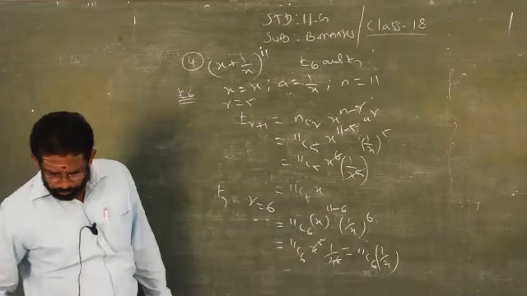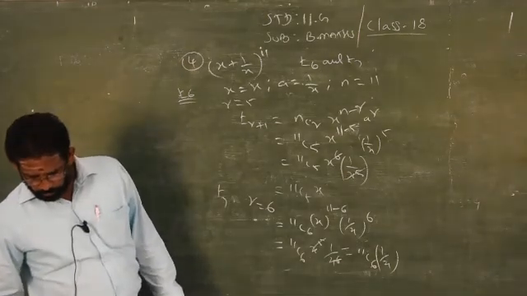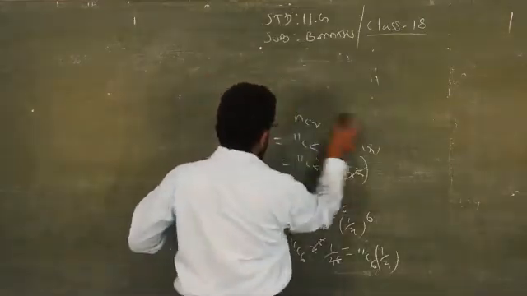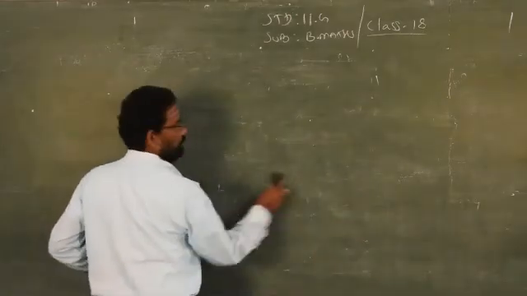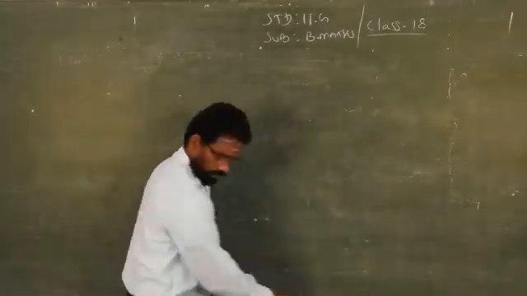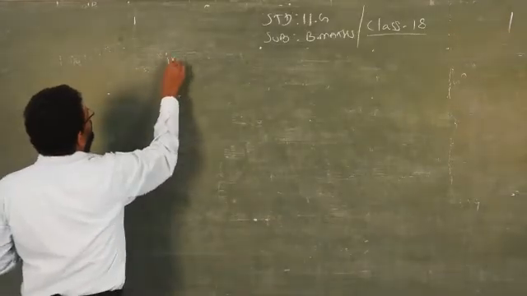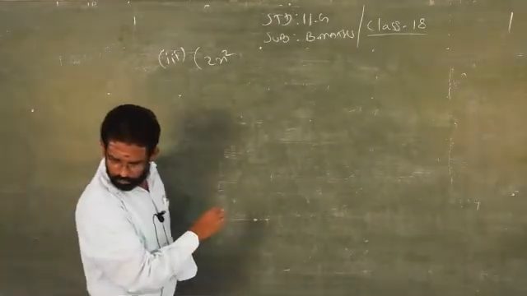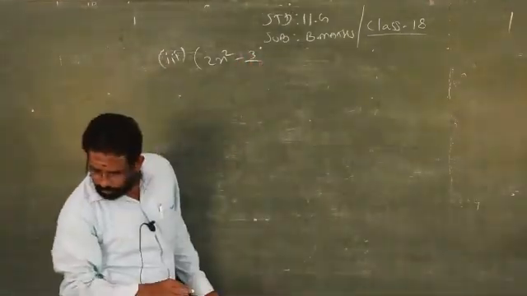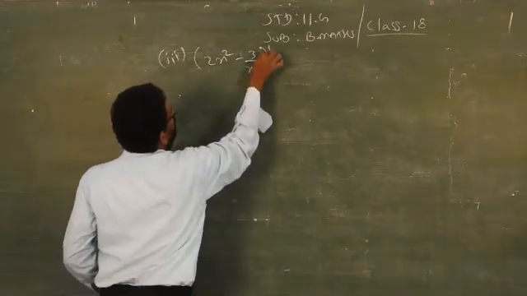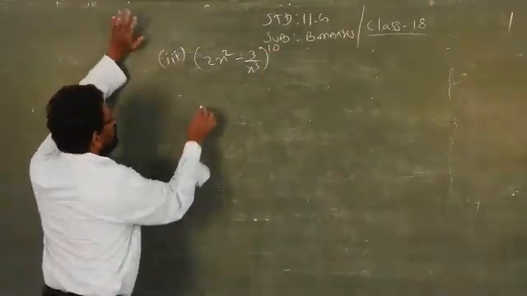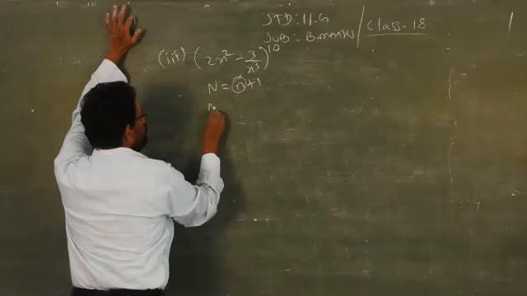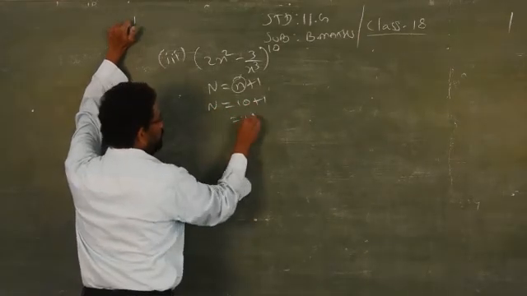So, we will go for one more problem in the sum number 4, third subdivision, and the second one you have to do yourself. Clear? Sum number 3, third subdivision, (2x square minus 3 by x cube) whole power 10. What is the first step? You have to find capital N by using small n plus 1. What is your small n? 10. So, capital N is equal to 10 plus 1. It is 11, an odd number.